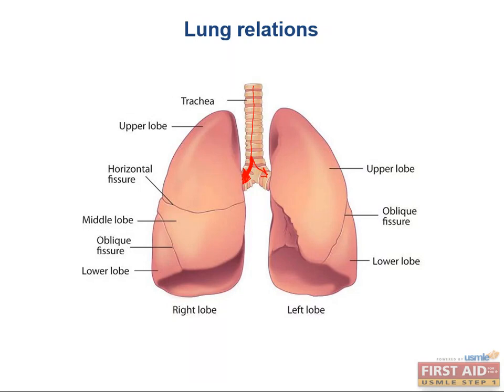The lingula is the homologue of the right middle lobe, but this space in the left lung is occupied by the heart. The lingula is also Latin for little tongue, so this is sometimes referred to as the tongue of the lung.